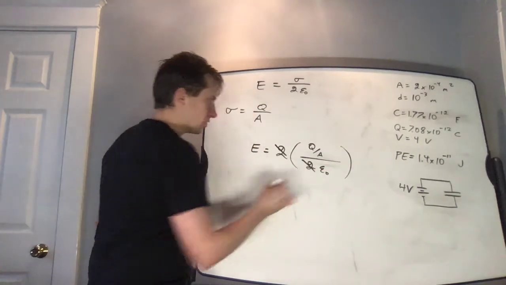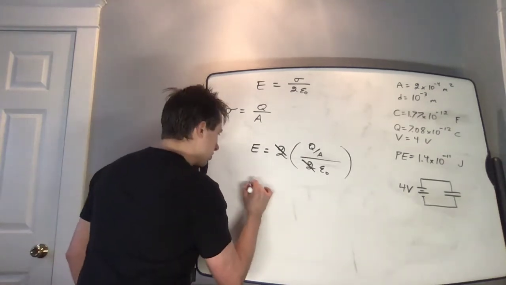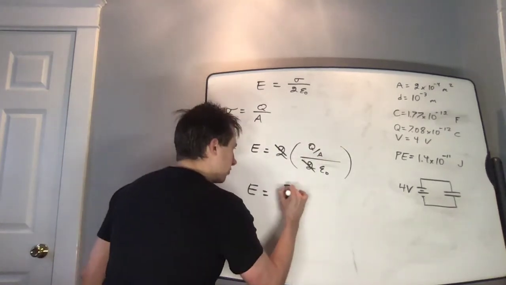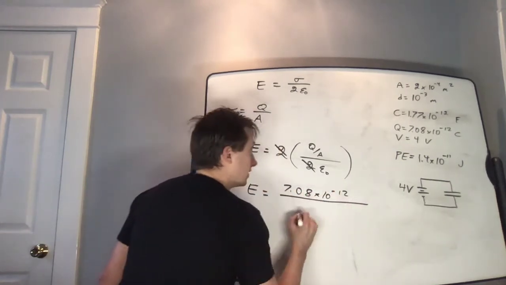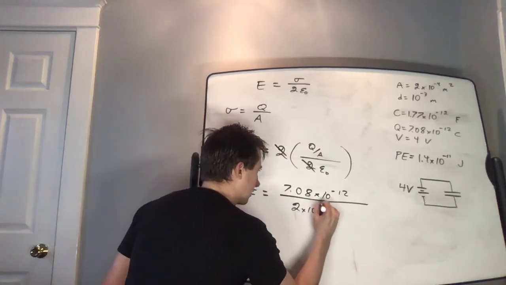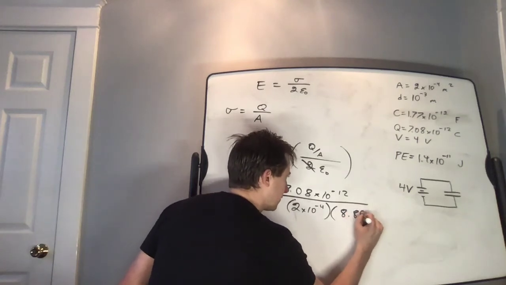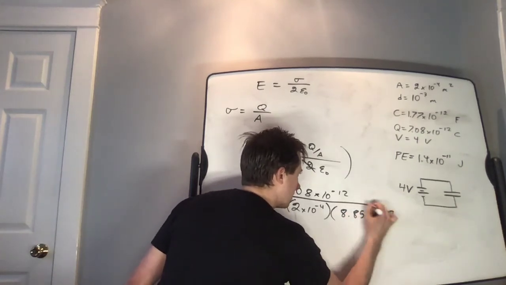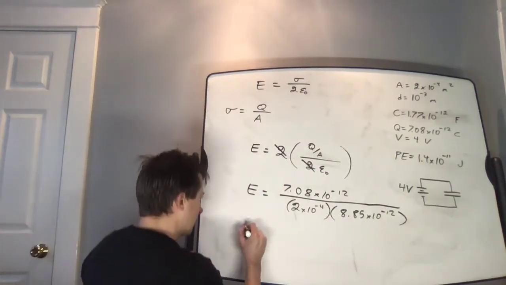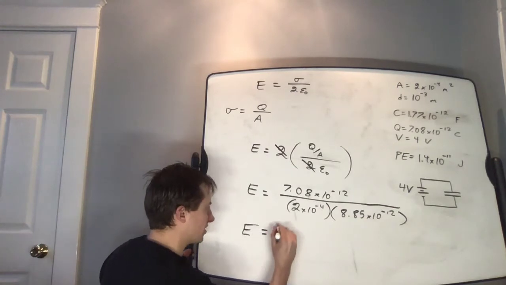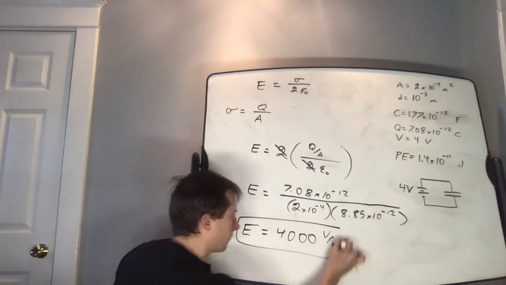I then could cancel out the 2's and say the strength of the electric field between the plates of the capacitor could be written as 7.08 times 10 to the negative 12 divided by 2 times 10 to the negative 4 times epsilon naught, 8.85 times 10 to the negative 12. And when I put these numbers in a calculator, I again find that the strength of the electric field between the plates of the capacitor is going to be 4,000 volts per meter.